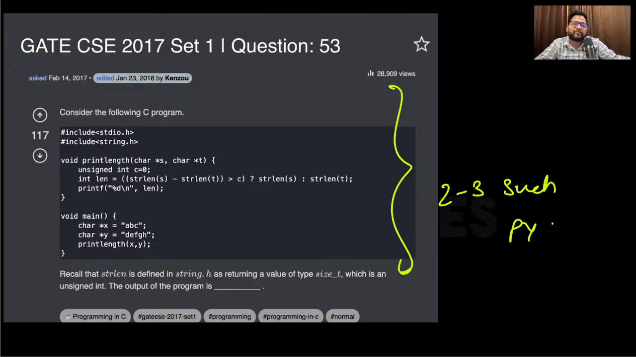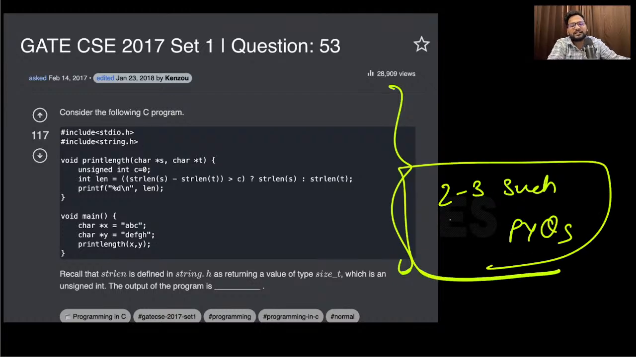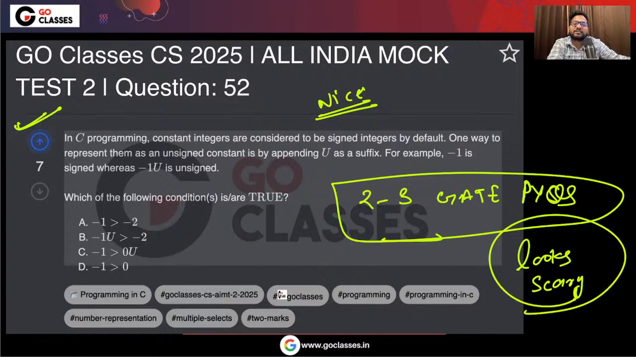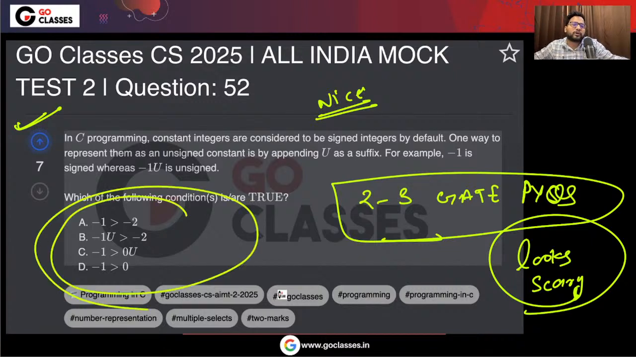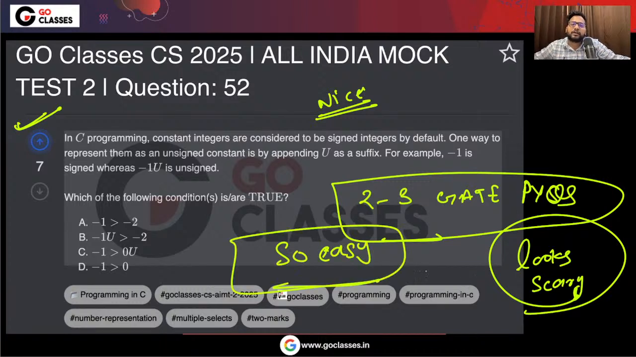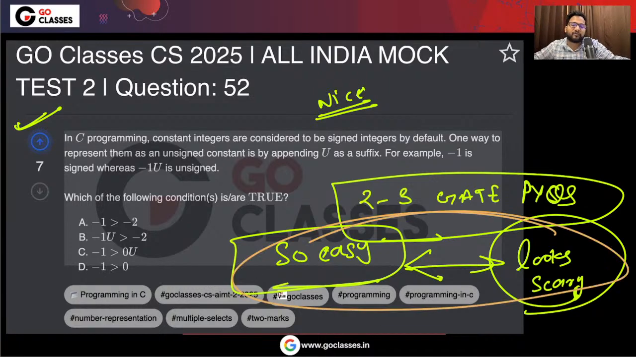And these concepts are very easy. The good thing about these concepts is that they look scary because no one teaches them. They look scary just because no one teaches them, but once you get to know, you will see, oh, that's so easy. This is a so easy concept. But it looks scary because no one teaches it. But yeah, at GO Classes we have taught these concepts very well, right?